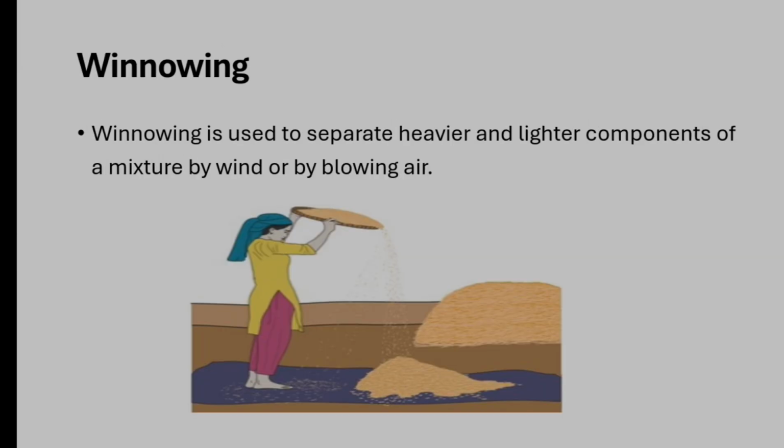Third one, winnowing. This method is used to separate heavier and lighter components of a mixture by wind or by blowing air. Normally, this is used to separate husk from grains. When there is a mixture of dry sand with sawdust or powdered dry leaves, it will be definitely difficult to separate the components. Why? Because of its particle size. So the farmer holds the plate or sheet containing the mixture at shoulder height and tilts it slightly so that the mixture slides out slowly and gets separated.